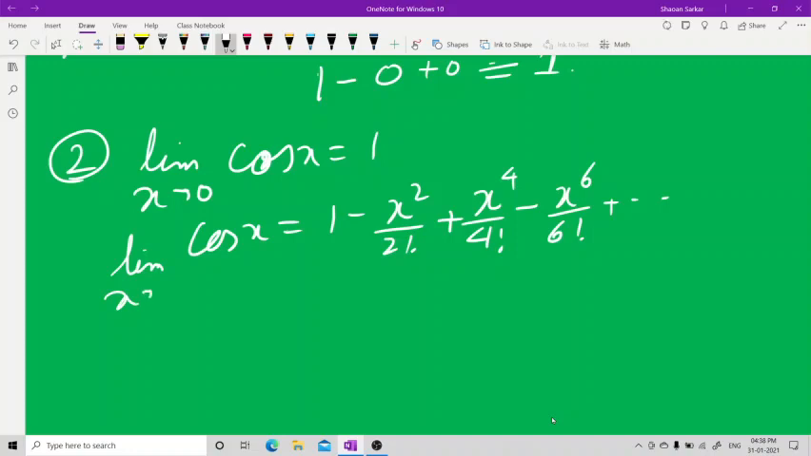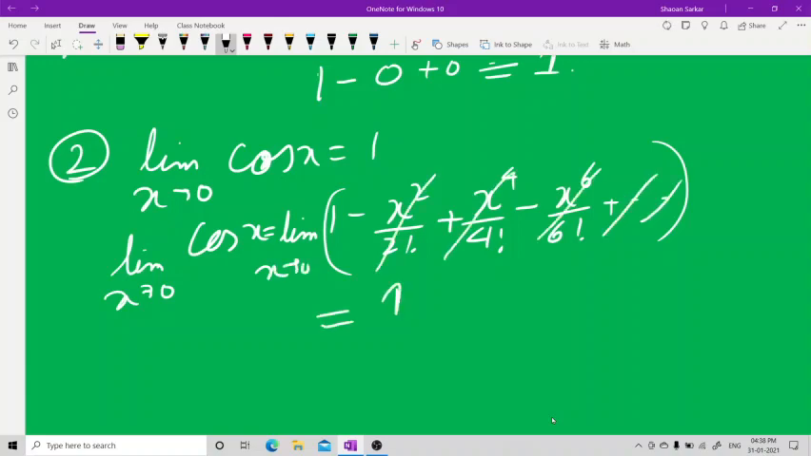Limit x tending to 0. The rest of the terms all become 0. So what you are left with is 1.